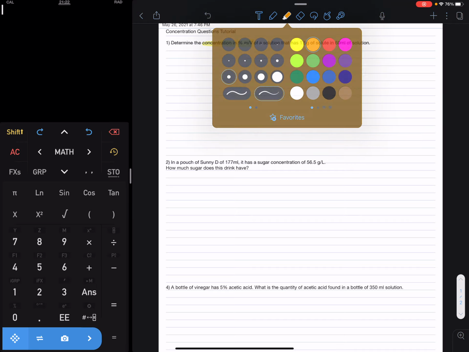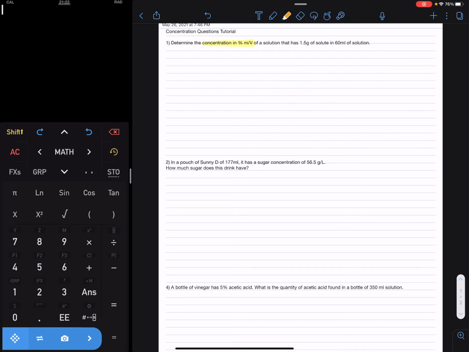That's also 1.5 grams of solute and 60 ml of solution. You will notice that with all these types of questions, usually there are 3 variables that are given that you will need to solve the problem.